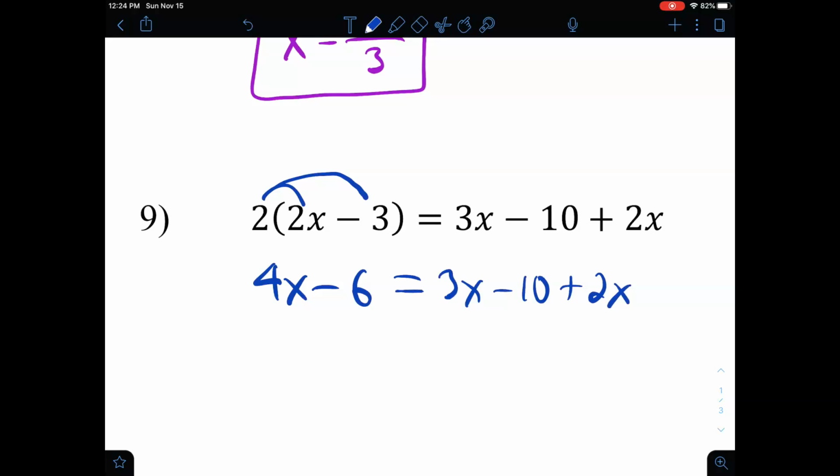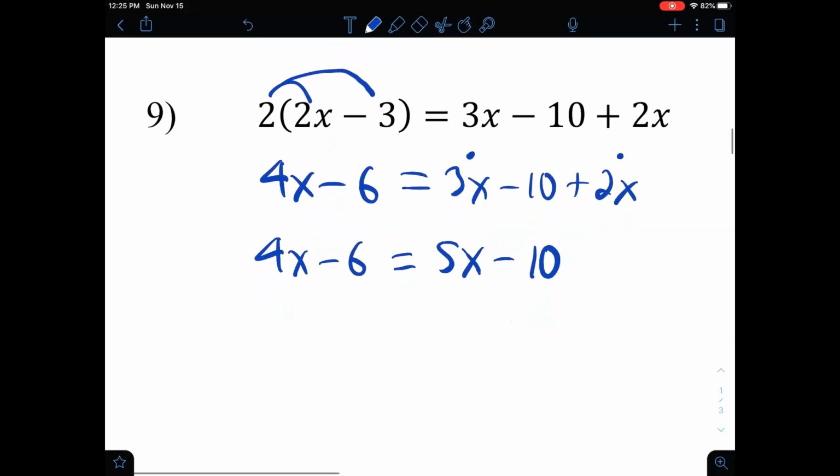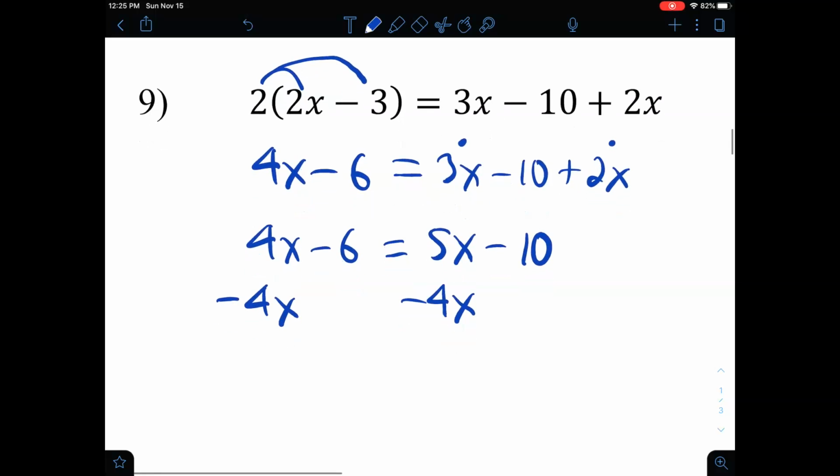Don't skip steps. Anything else to distribute here? No. Any like terms? Yes, we have 3x and we have 2x. Those are like terms. So we have 4x minus 6 equals, what's 3x plus 2x going to be? That is 5x minus 10. All right, now we have variables and numbers on both sides here. We need to get all the variables to one side. You guys want to move the 5x or the 4x? I probably move the 4x just because it'll give me a nice positive 1x over here.